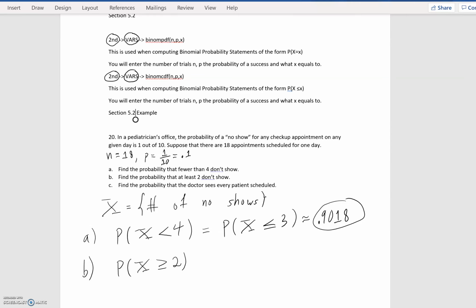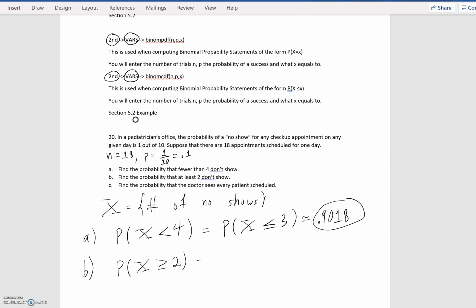So your capital X takes on whole number values. If capital X is greater than or equal to 2, that means capital X can be equal to 2, equal to 3, equal to 4, equal to 5, so on, so forth. This event right here is an OR statement, because capital X can equal 2, or 3, or 4, or 5, or 6, etc., all the way up to 18. This is annoying to compute directly.